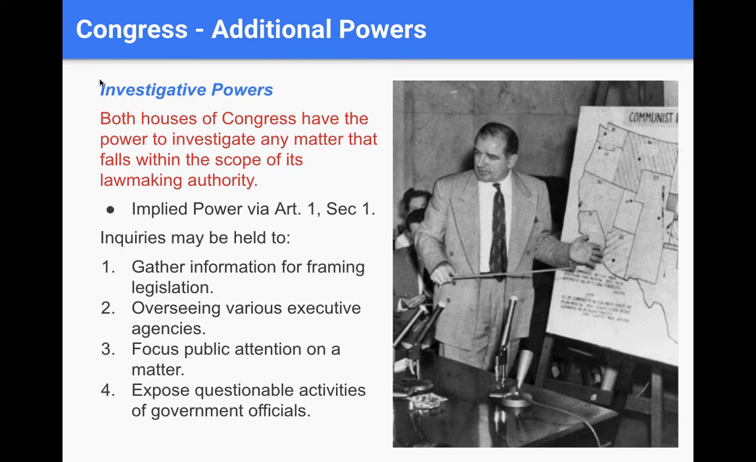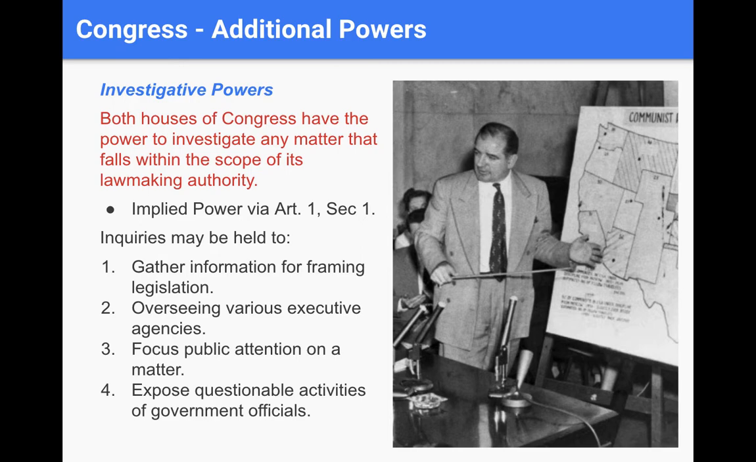Both houses of Congress, though, have investigative powers, and this is the last power that we're going to talk about. Investigative powers are basically, they can investigate any matter that's related to their lawmaking power. Anything that falls within that lawmaking scope. This is also another one of those implied powers of Article 1, Section 1.